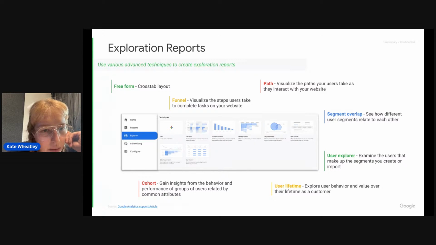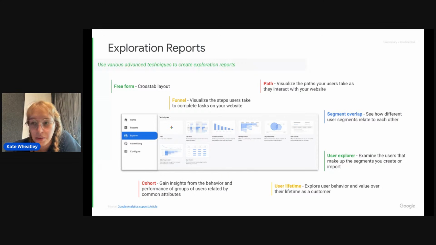For instance, you've got freeform. This is where you're playing around with your different dimensions and metrics in a table model. That's useful if you're trying to apply different visualizations and you just want to play around with your data. Cohort exploration. Like discussed earlier, this looks at the behaviors and performances of groups of users related by common attributes. So looking at, for instance, the acquisition date and how those cohorts behave.